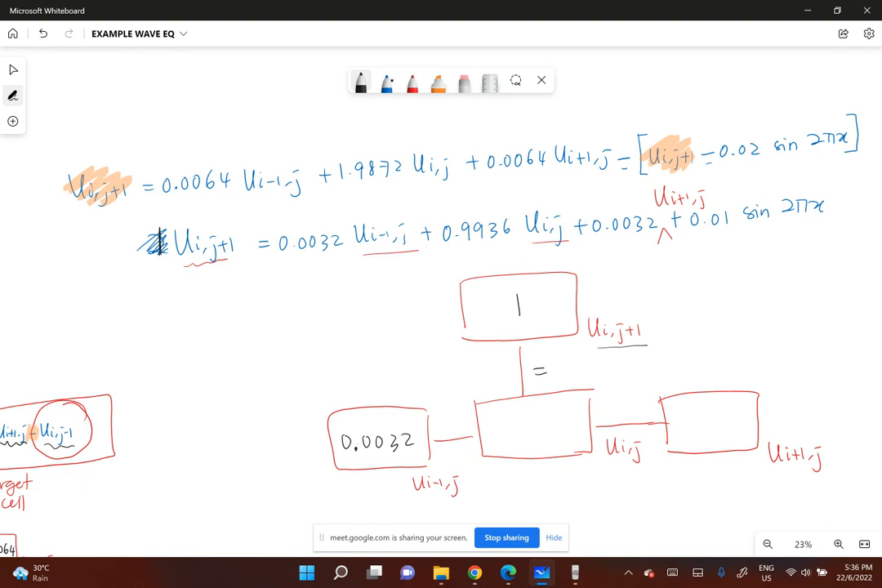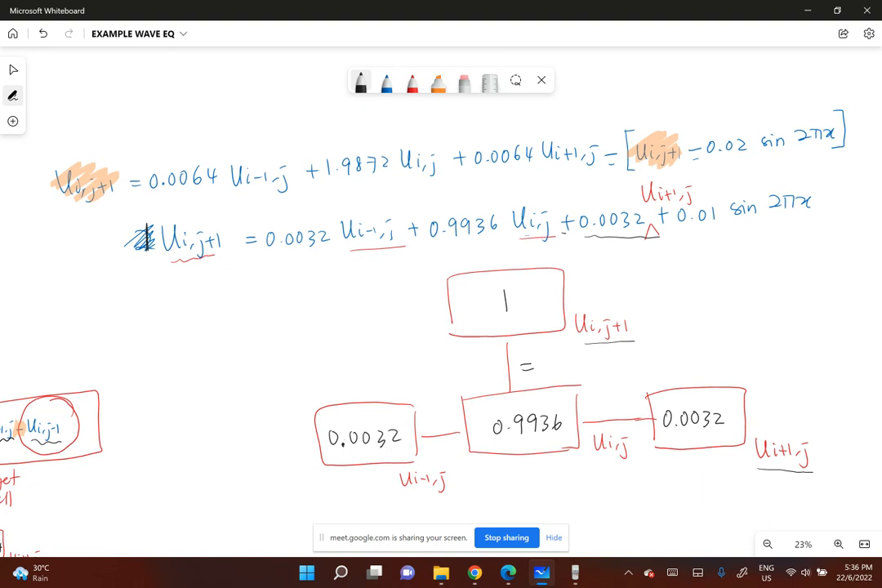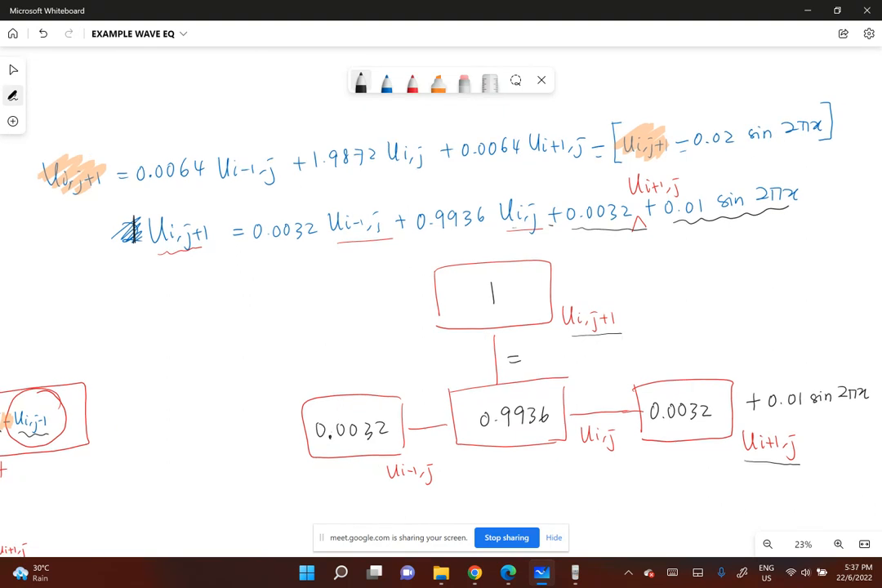So here, this one, Ui,j plus 1 equal to 0.0032 Ui minus 1,j plus with 0.9936 Uij, and then plus with 0.0032 Ui plus 1,j. Lepas tu kena ujung tu tambah dengan ni lagi. Plus 0.01 sin 2 pi x. Okay, boleh?